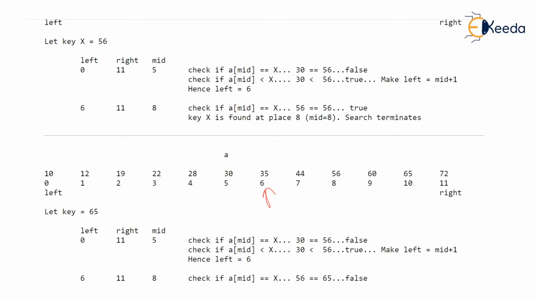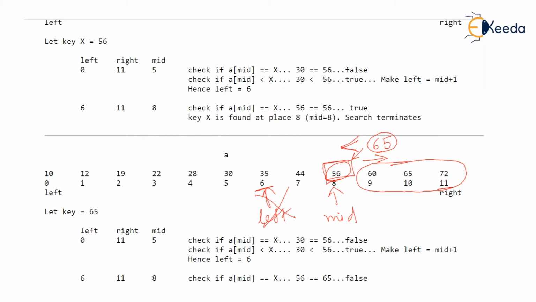The mid is 6 plus 11, that is 17 upon 2, which is 8. Now just go to the new mid and ask, is it storing our key 65? No, it isn't. Then ask, is A of mid, that is 56, below the key? Is it less than the key? It is. So if this key 65 has to be there, it should be to the right of mid, isn't it? That means we are going to search this portion, which I am marking. Naturally, you will be changing left again. Left will become mid plus 1. So left becomes 9 because mid was 8.